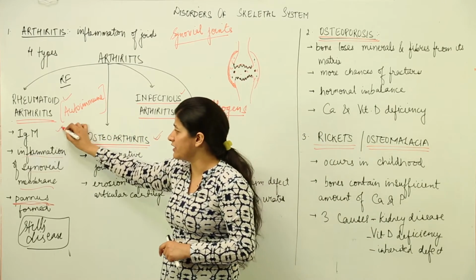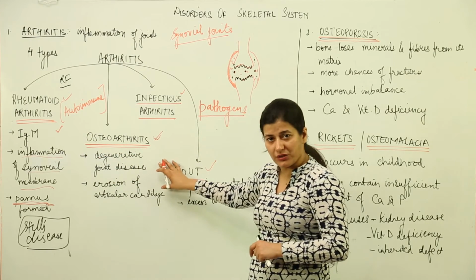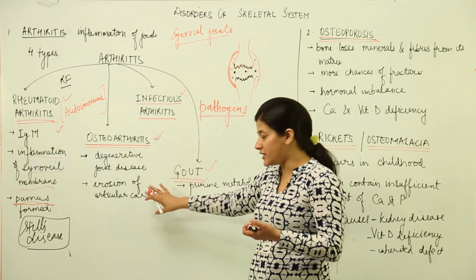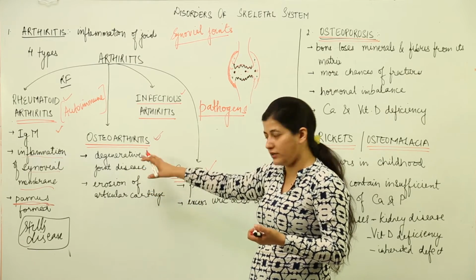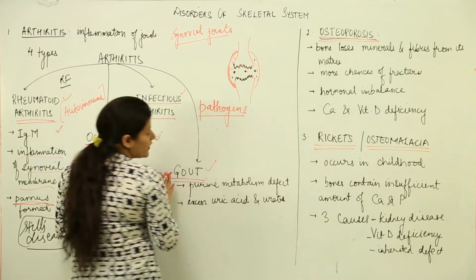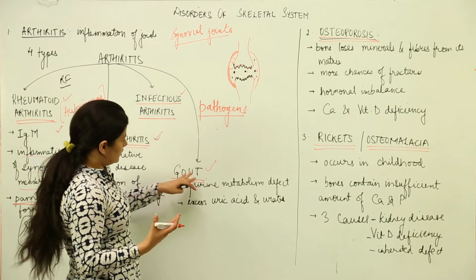This one is extremely painful. This one is again treated with heat substances: heat pads are given, hot substances are put near the joints, and the pain is relieved. And the last one is gout. Now what is gout all about, or the gouty arthritis?